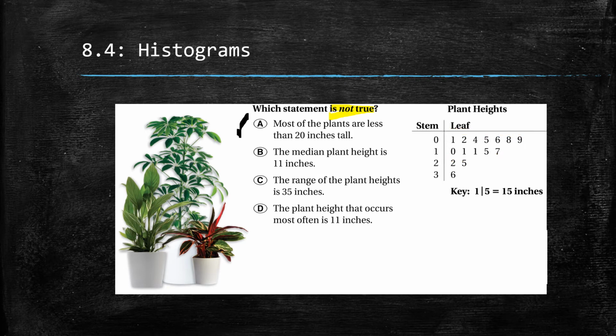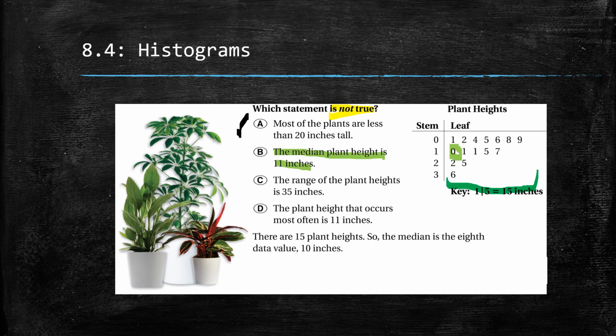B, the median plant height is 11 inches. Looking at my leaves, I have 15 values in all. So the 8th value would be my middle number. We're calling that median, which means middle, and that would land on the 0, which is 10. So this one is not true. And let's go ahead and check C.